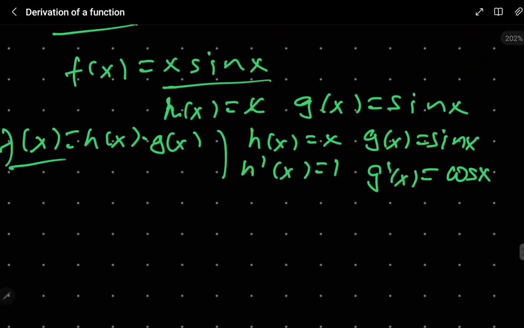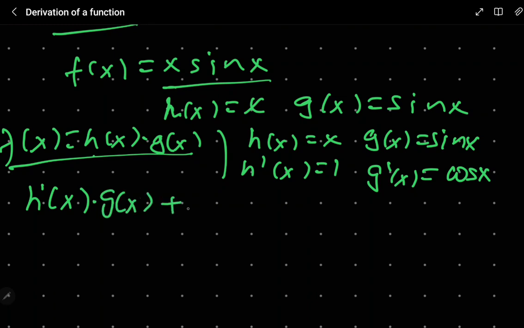So now f of x is the same function. The derivative of f means h'(x) times g(x) plus g'(x) times h(x). That's it. Now h'(x) is how much? It is 1. So 1 times g(x), and g(x) is how much?